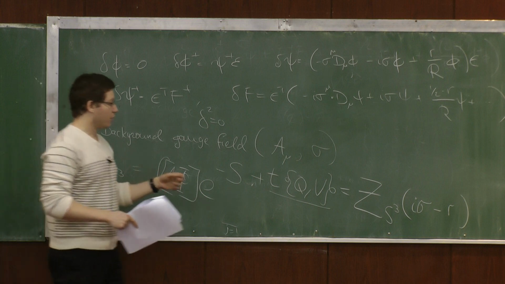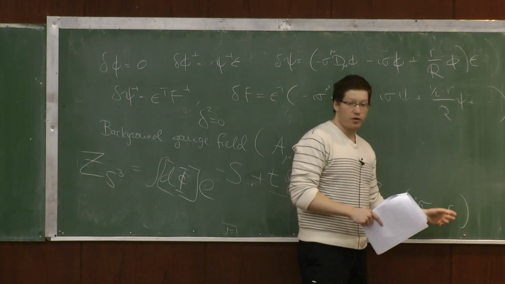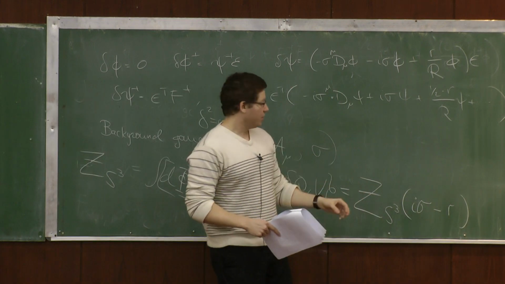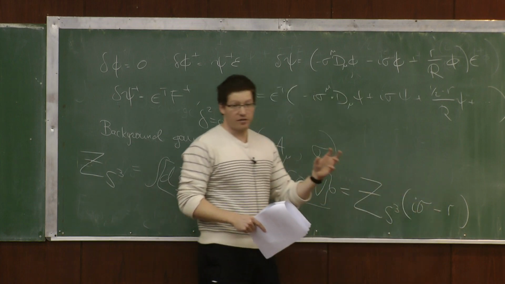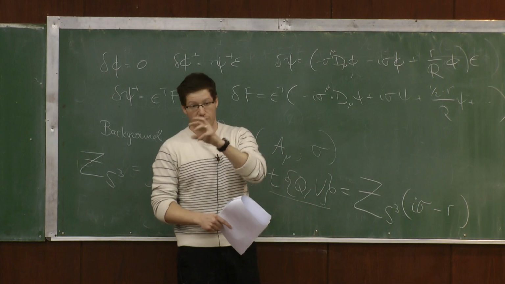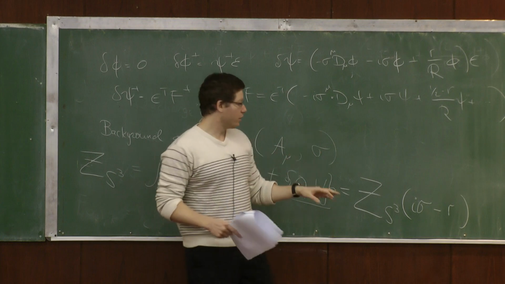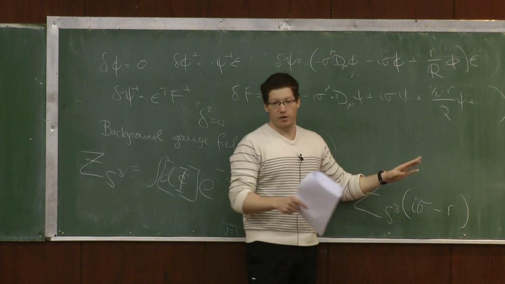What is R? I should remind you that R is the choice of the R symmetry that you have made. There is one special choice of this R symmetry which corresponds to the physical R symmetry of the conformal theory, but you can choose any R. And you can compute this partition function for any R you want.